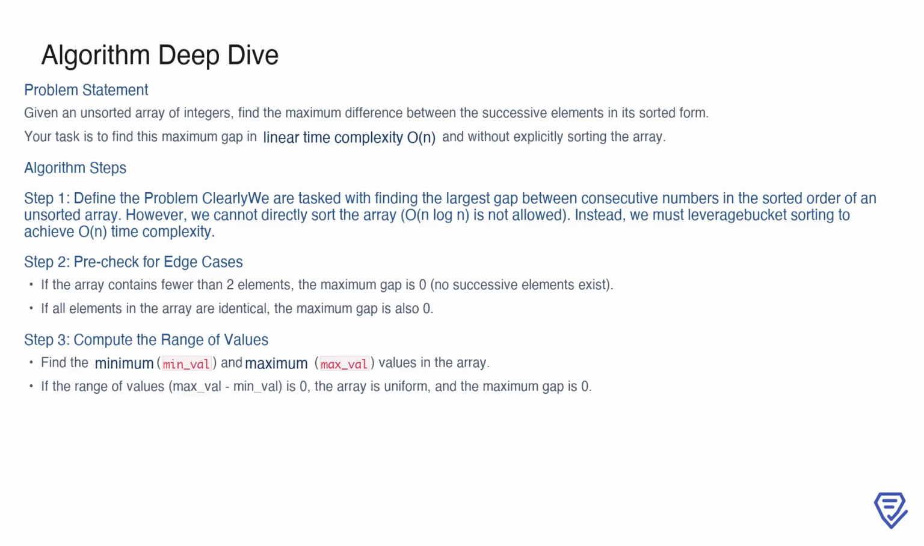Next, we must handle edge cases. If the array has fewer than 2 elements, there are no successive numbers, so the maximum gap is 0. Similarly, if all elements in the array are identical, the gap remains 0. Once edge cases are addressed, we compute the range of values by finding the minimum and maximum numbers in the array. If the difference between the maximum and minimum is 0, it means all numbers are the same, and again, the maximum gap is 0. These steps set the foundation for the bucket-based solution.